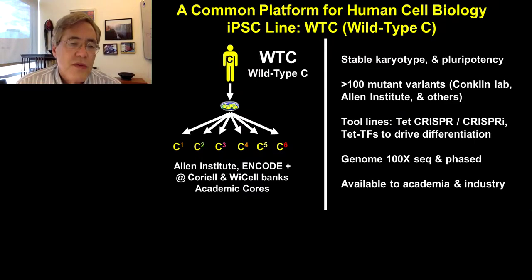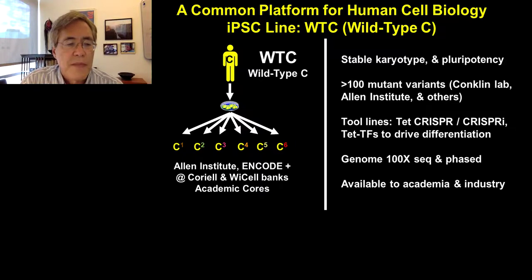So this common platform for human biology, wild type C, as I indicated before, is so useful because it has a stable karyotype and stable pluripotency. There are over 100 mutant variants in my lab, at the Allen Institute, and in many others. And there are many tool lines such as TET-induced CRISPR and CRISPR-I, and the genome is fully sequenced and available to academia and industry. The line is also available publicly at the Coriell and the WiCell cell banks and many academic cores as well.